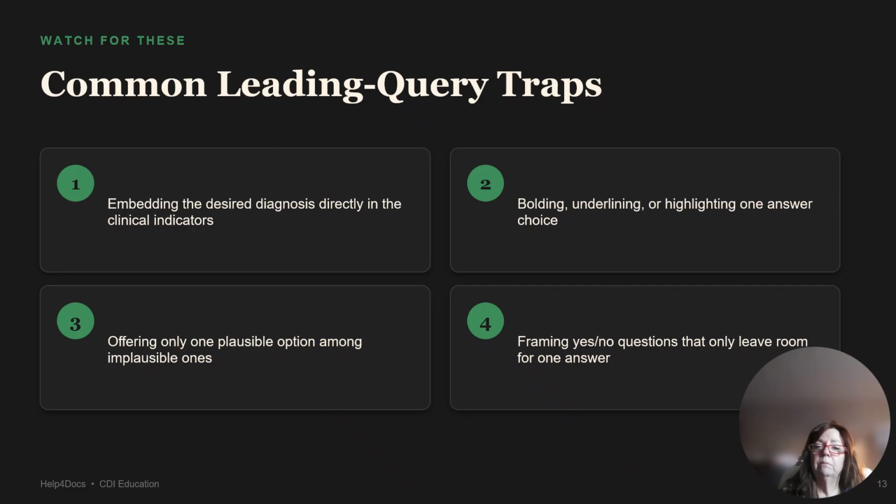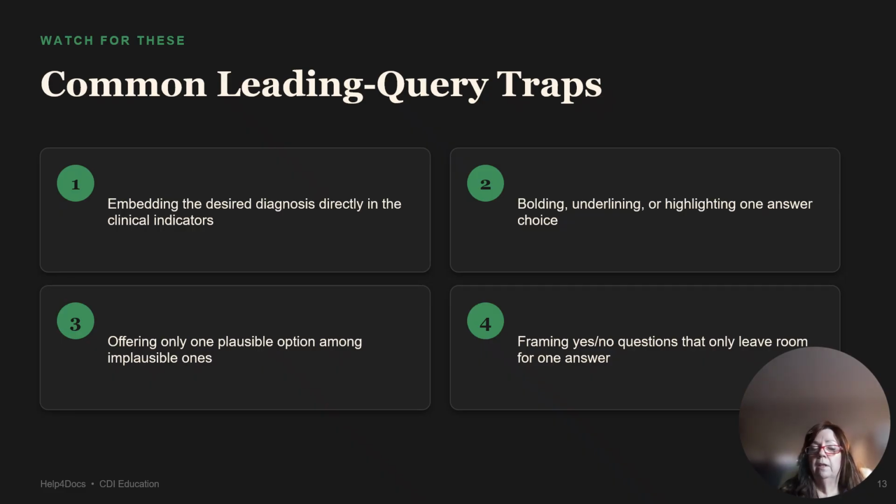That's why having multiple choice with also an out, kind of a none of the above, is important. And that's why even better is using an open-ended question. Just tell them what you see. Like, I see this medication that I know treats a specific disease, but I want you to tell me what disease you're treating with this medication.